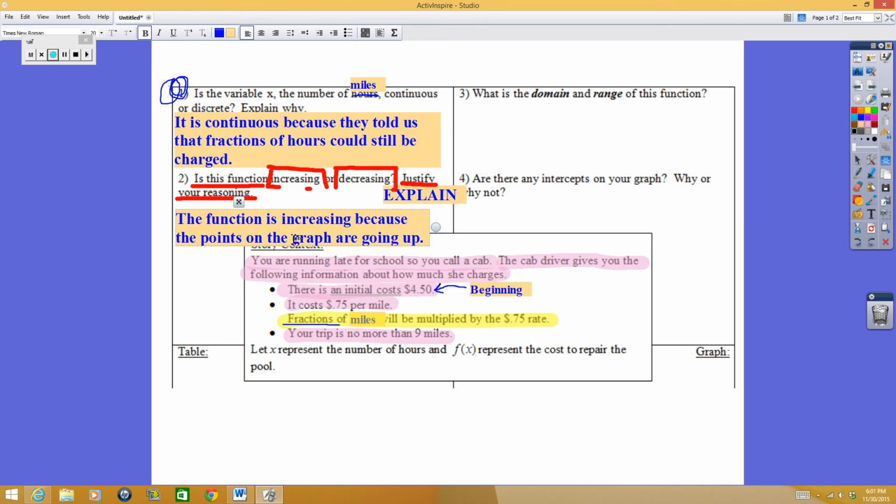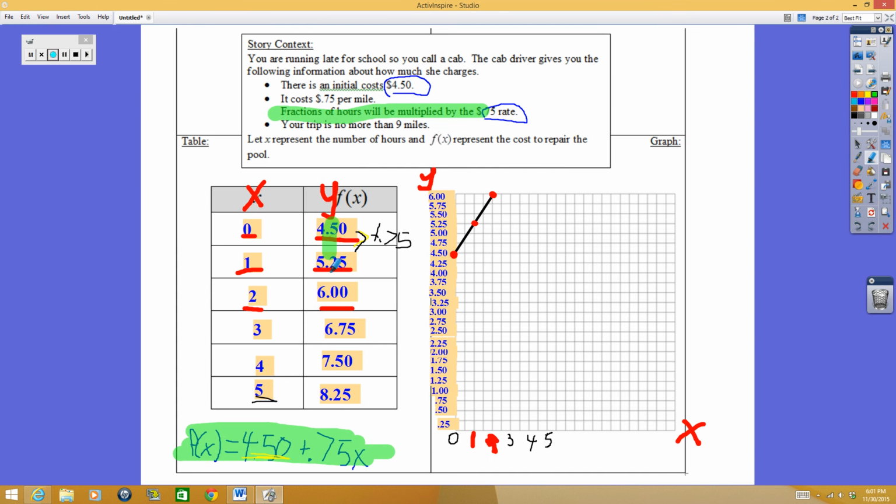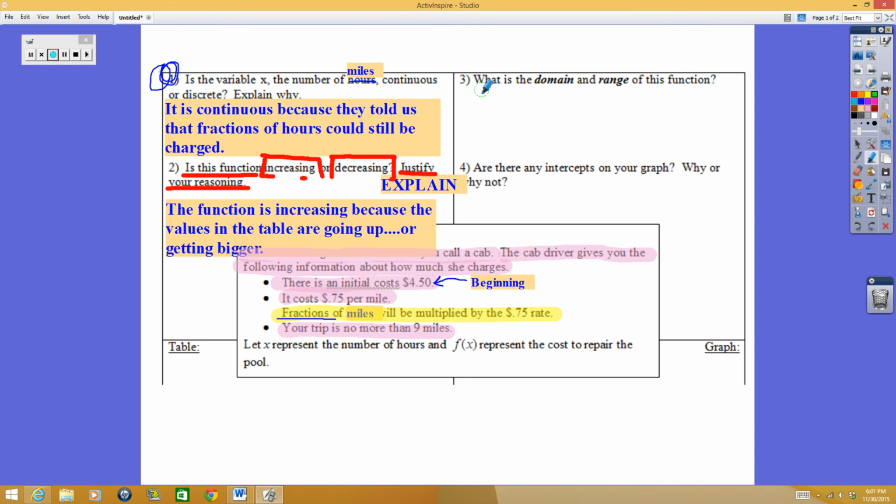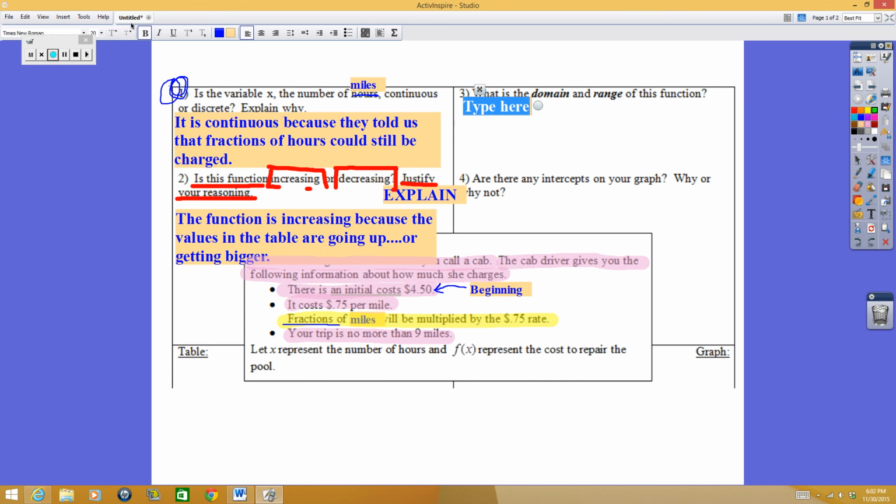Or you can say the function is increasing because the values in the table are going up. Or getting bigger. Right? Whatever you want to say. You can also look at this. The numbers are getting bigger, right? Alright, cool. Number 3, that's the one that might be a little trickier.